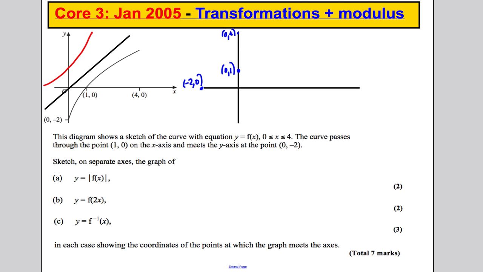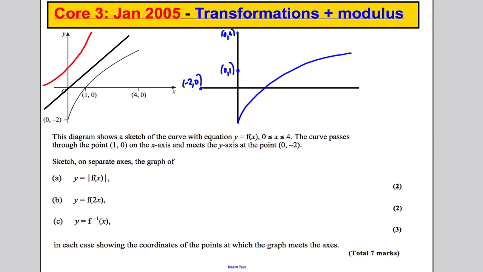Okay, so here's the original graph. Let's try and draw the original. It looks like that. Here's the line y is equal to x, something like that. And f to the -1 should look something like this. So that would be f to the -1 of x. And we're done. Next question, pause the video, have a go.